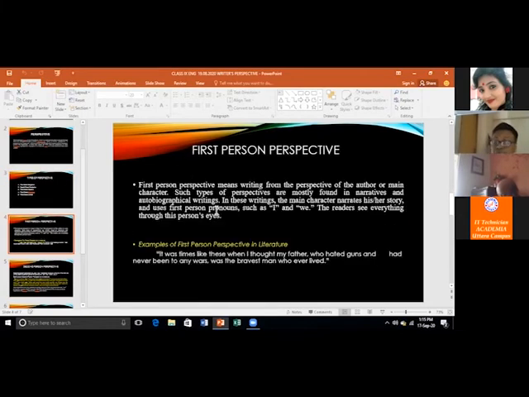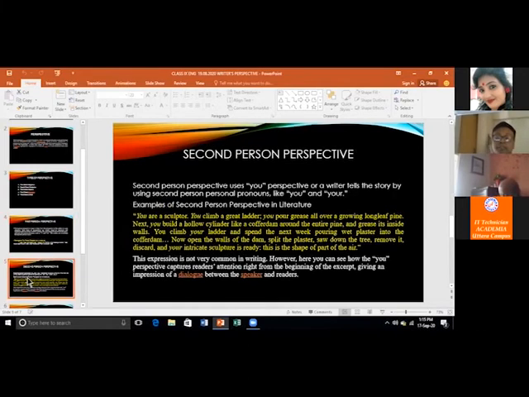What is first person perspective? That means whenever the readers see that the writer is using the first person pronoun I or we, the readers can think it to be first person perspective. And I have also given an example here. That one is first person perspective. And let's have another look at the second person perspective.